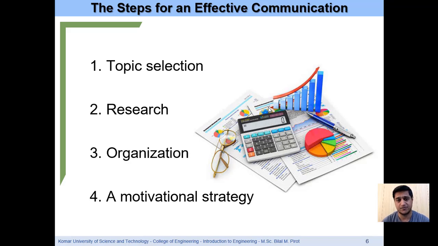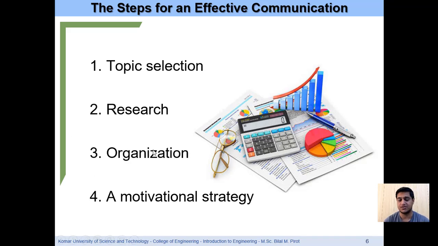There are some steps for an effective communication. The first step is the topic selection. First of all, you should know what is the topic that you want to talk about. In all cases, it is very important before any meeting, before starting any discussion, to know the topic. Then, step 2 is research about this topic. You have to research about this topic on the internet, or reading books or reading articles, to know enough information to find all the aspects in this topic.